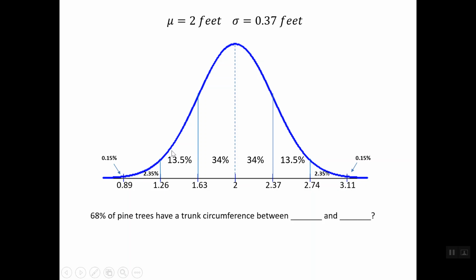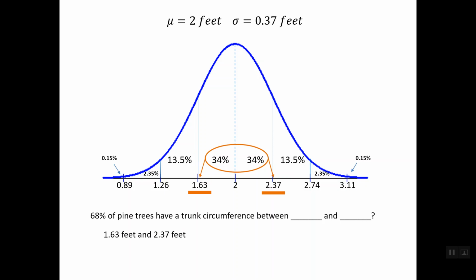There's only one way we can grab these percentages that we know right now in this rule and make a 68%, and that would be the middle two. We combine them together. That means that 1.63 and 2.37, these two measurements would trap the middle 68% of pine trees. So the answer to this question is 1.63 feet and 2.37 feet.